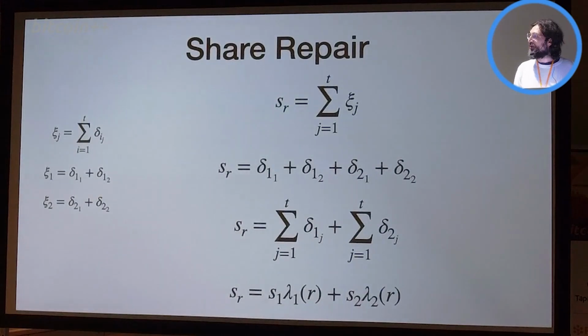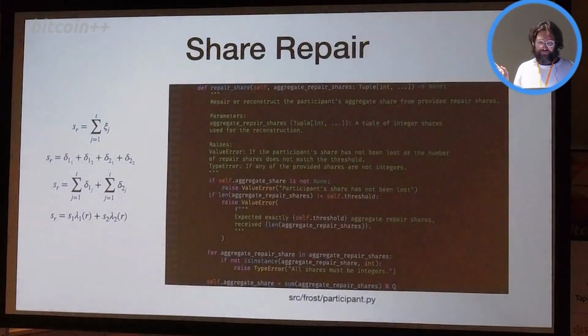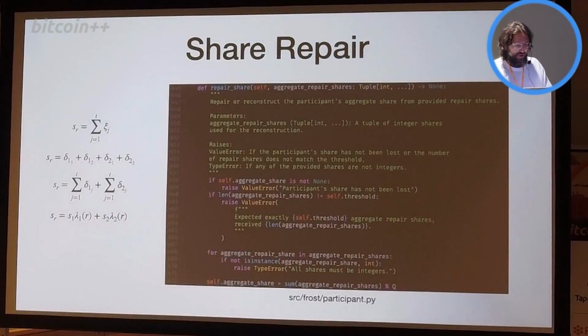So in code, the repair share protocol is, again, very simple. Carol's going to take the aggregate repair shares that she received from Alice and Bob, add them together, and she'll have her share back.